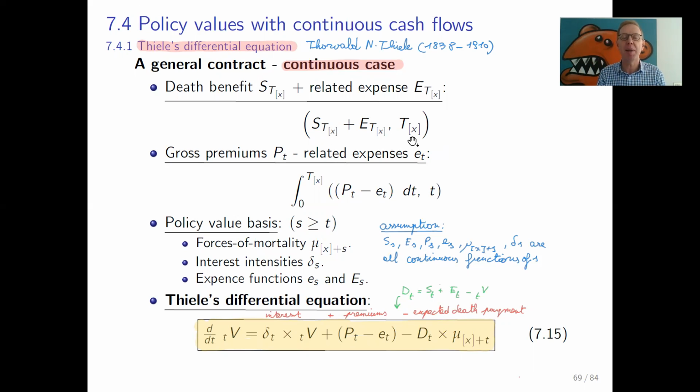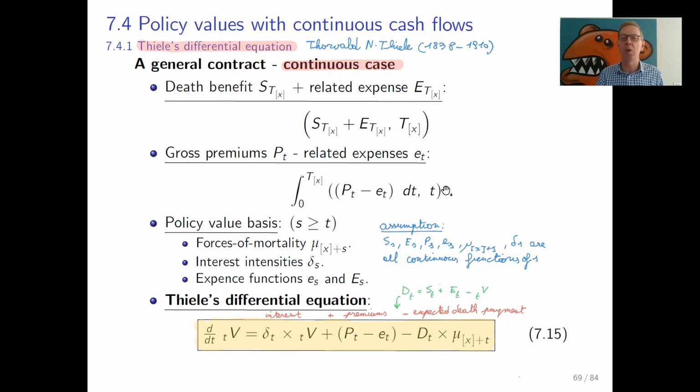So the death benefit is paid immediately after death, and the death benefit also depends on, is a function of, the moment of your death. Then there are also gross premiums and related expenses paid, but in a continuous way. So around time t, in the interval t to t+dt, let's say there is a premium payment P_t dt, and there are related expenses E_t dt. So premiums minus related expenses paid around time t are of amount (P_t minus E_t) dt.